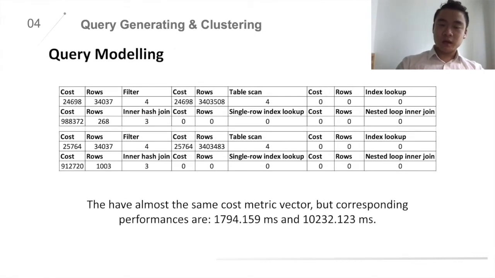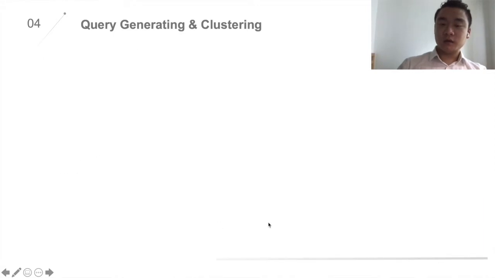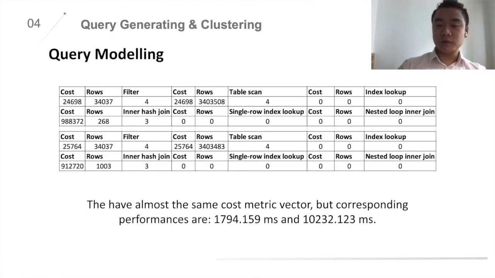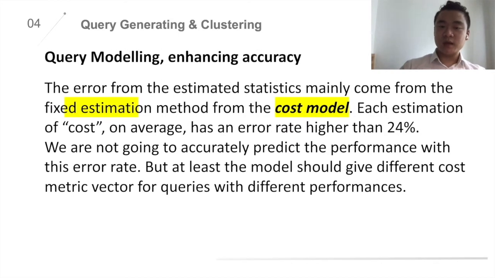So in the end, if 2 queries have a similar cost vector extracted from the query plan, they might actually correspond to quite different performance. You can see that these 2 vectors have almost the same statistics, but one of them only needs 1.7 seconds and the other needs 10 plus seconds. So we have to enhance the accuracy of the cost model.